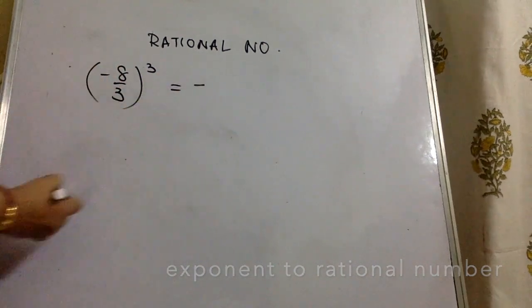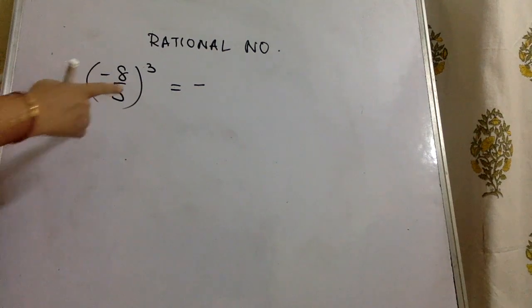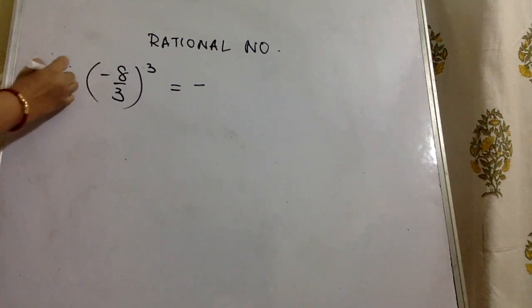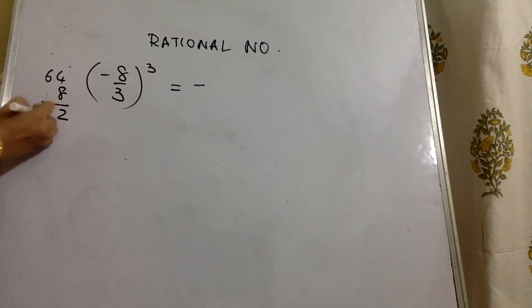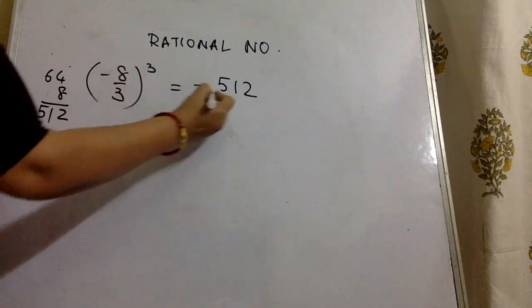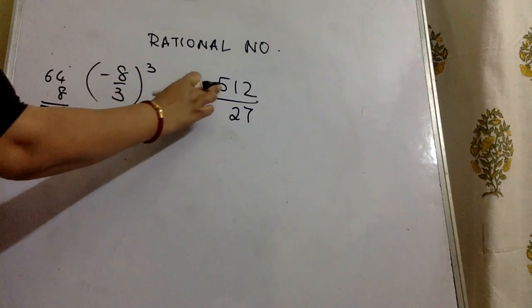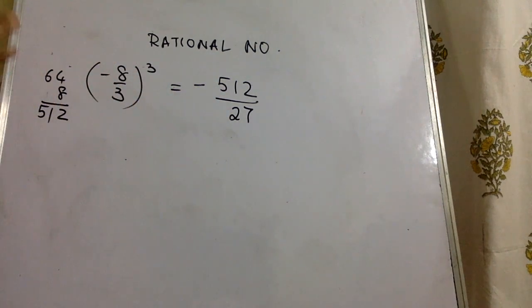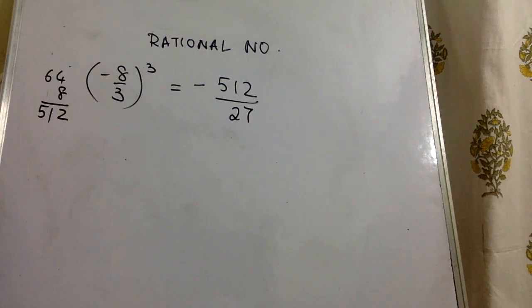So, the minus remains. 8 into 8 is how much? 64. 64 into 8 again, that is how much? 512. That is 8 cube. And if I take 3 cube, that is 27. So my final rational number is minus 512 by 27. You have to be very careful. People get this part correct, but the negative part goes wrong.